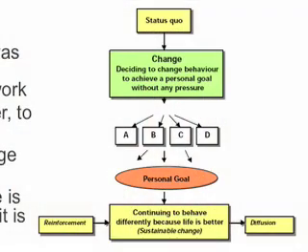And this model talks about voluntary behavior change. And so what's the status quo in your life? And then deciding to change to achieve a personal goal without any pressure from anybody else. You make that decision on your own. And there's a couple of reasons why that might happen, but you might have a personal goal. And the result is that you continue to behave differently because life is better. When you've made that change, you realized how much better walking to work is.